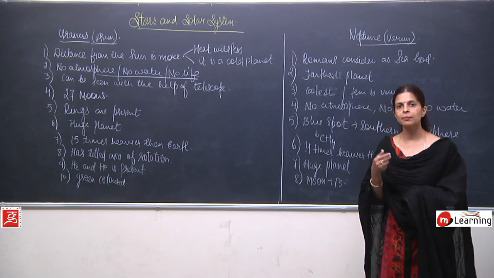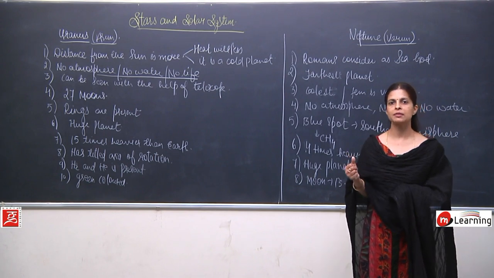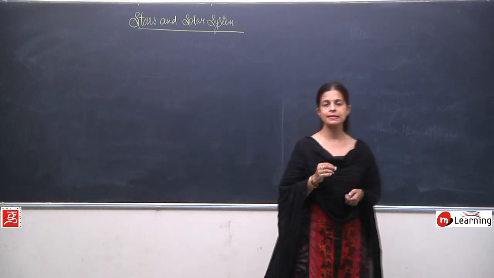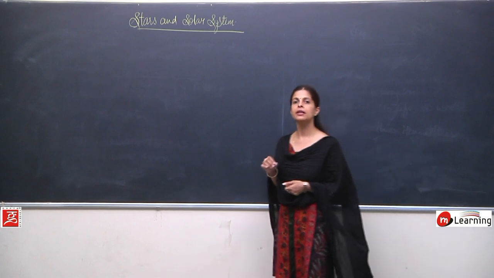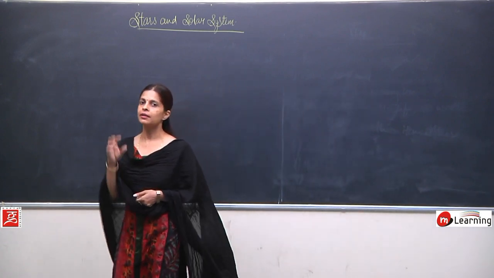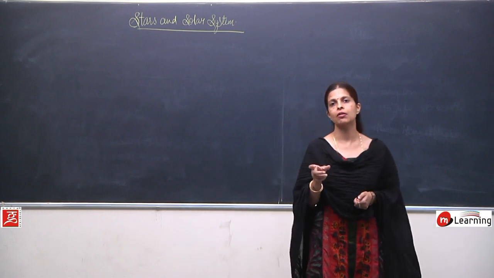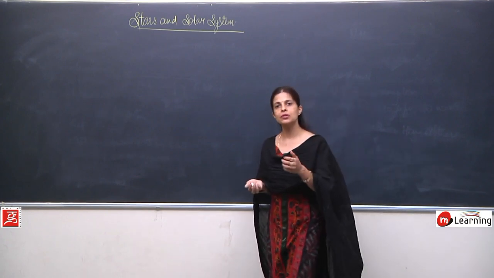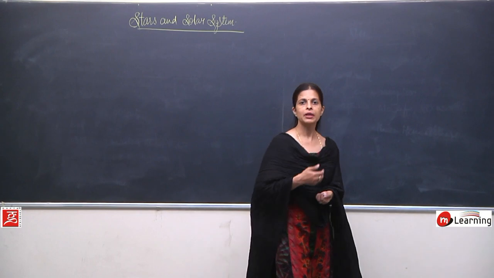Now we'll talk about the other part of the solar system. As we all know, the solar system consists of the sun, the eight planets, and certain other bodies. So we'll discuss more about that. Please note these points. We have not yet discussed the head of the solar family, the sun. We have discussed only the planets till now, all 8 planets. Then we need to discuss a few dwarf planets also, like Pluto especially, because it was once part of the solar system and now it is not considered a planet.